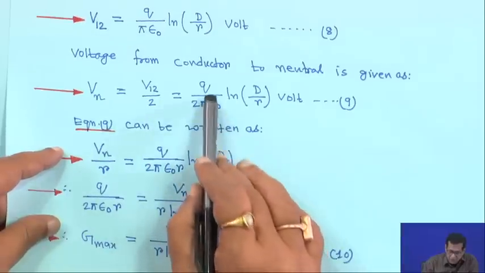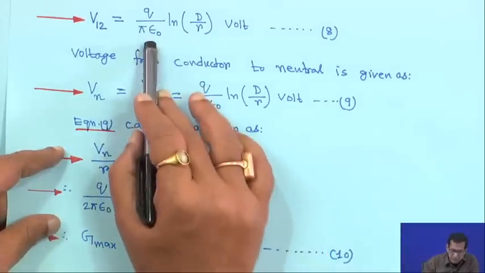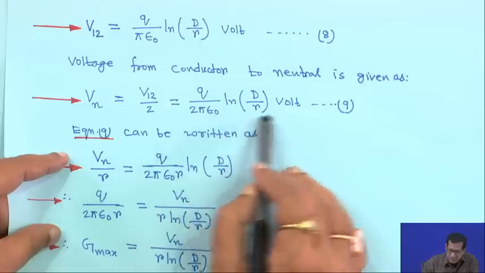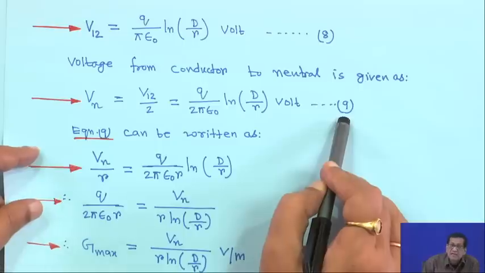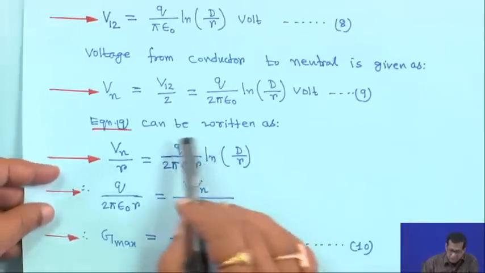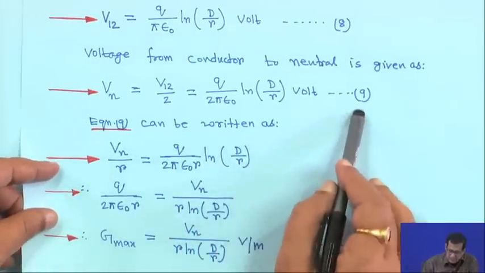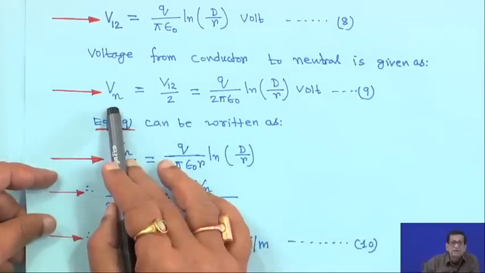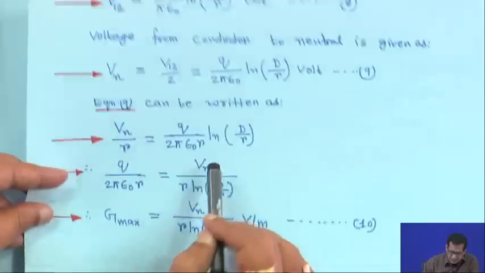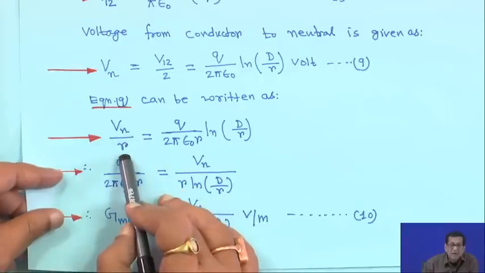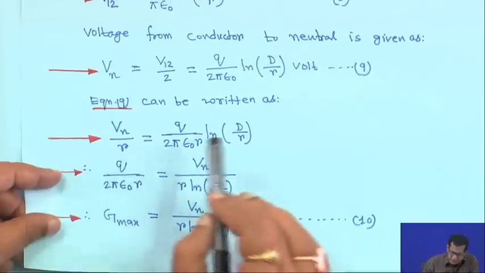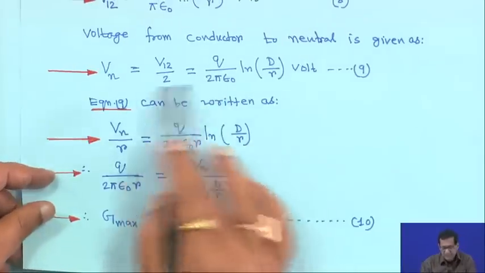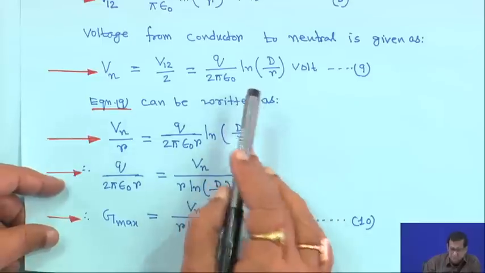So it will be q upon 2 pi epsilon 0 ln d upon r volt, this is equation 9, right. Then this equation 9 can be written as this equation, actually both sides you divide by r. Then this one can be written as V n upon r is equal to q upon 2 pi epsilon 0 r ln d upon r. Actually, this equation is divided both sides by r.